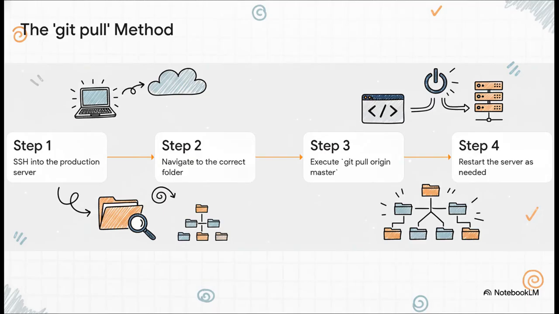The first massive leap forward came with a tool called Git. Now, Git is basically a system for tracking changes to code. And instead of manually dragging files, developers could now securely log into their server, navigate to the right folder, and just type one command, git pull. This was revolutionary. It automatically grabbed all the latest changes so you didn't have to keep a list of what you touched. It was a huge improvement.